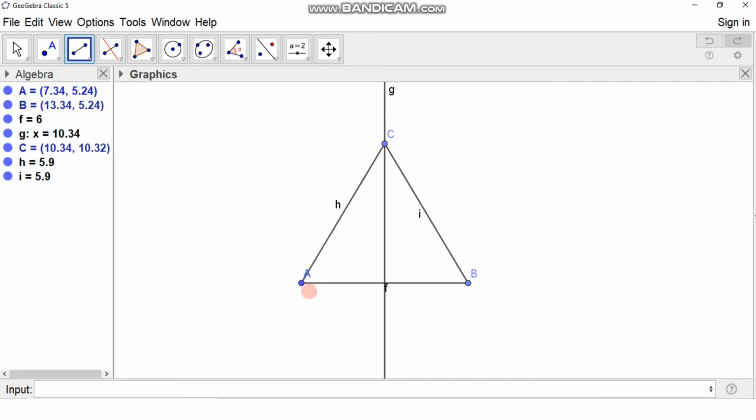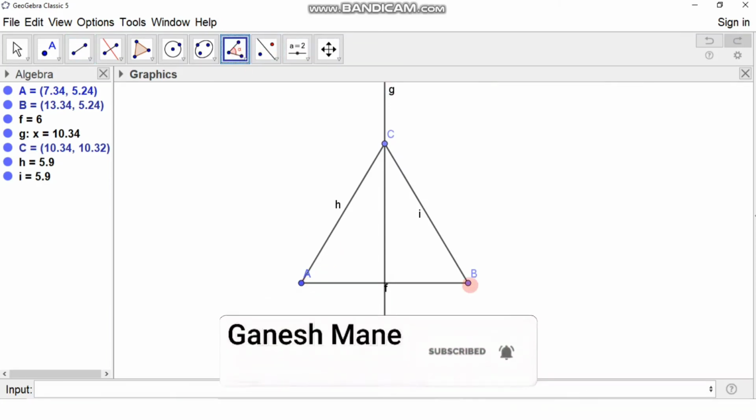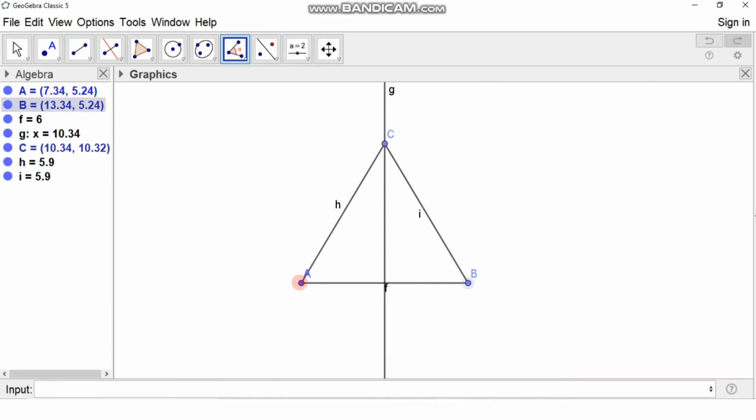So we'll measure these two angles. First of all, we'll measure angle A. For that, click on angle icon, then click on point B, then on point A, then on point C. We get the measure of angle BAC, which is angle A, as 59.44 degree. Now similarly, we can measure angle B. For that, click on point C, then on point B, then on point A. We get the measure of angle B as 59.44 degree.